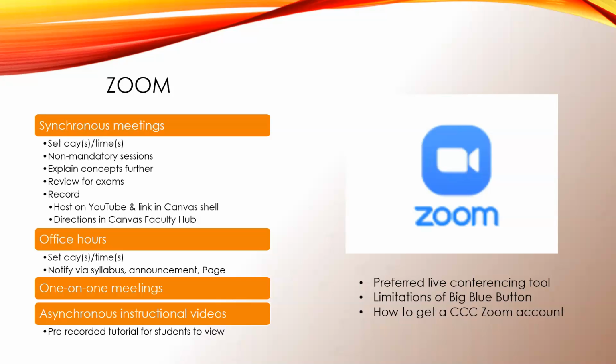You could actually do one-on-one meetings with students via Zoom. So you could create a Zoom meeting and just invite that one particular student. That's better than an email back and forth, and sometimes even better than a phone call because you could see each other. You can talk more freely. You can share a screen if you need to. You can use it to create asynchronous instructional videos. So these would be pre-recorded tutorials for students to view. And again, you would host them on YouTube and link them to your Canvas shell.